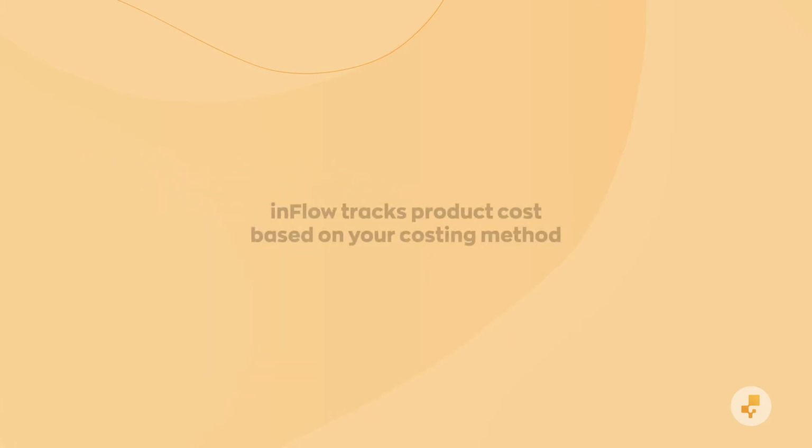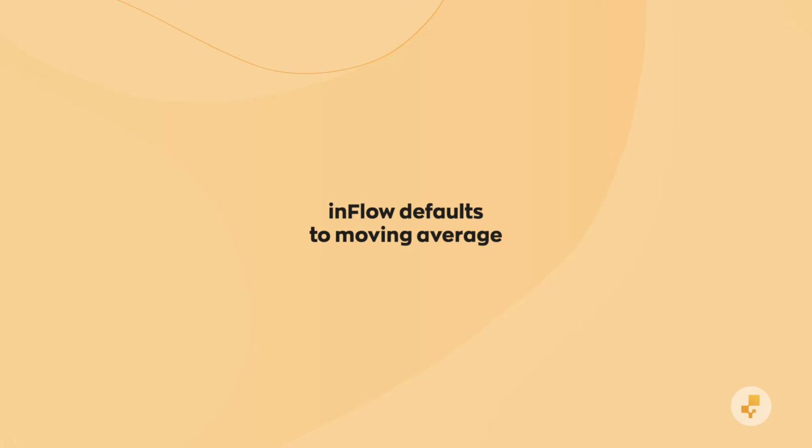One of the first things you'll do in inFlow is choose a costing method, which is how inFlow tracks and reports on your costs. inFlow defaults to moving average as the costing method, so it continually averages out your product cost after each purchase. Here's a quick example.